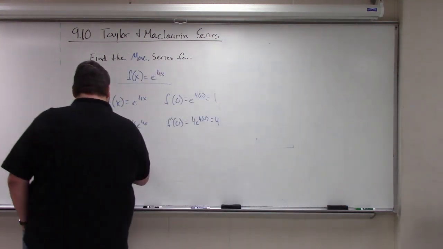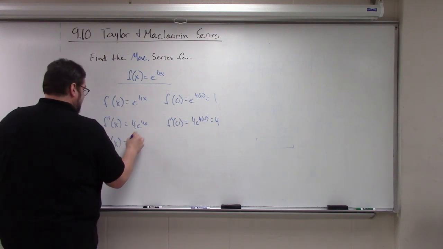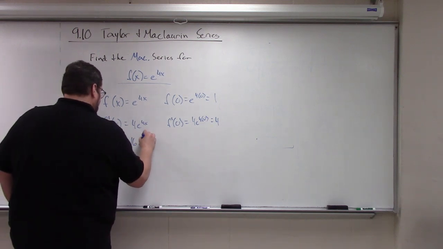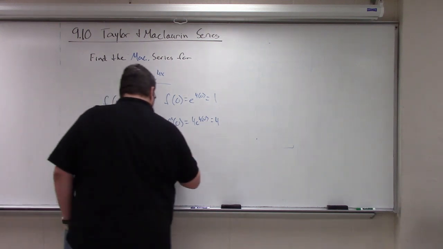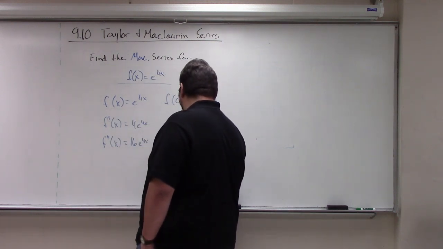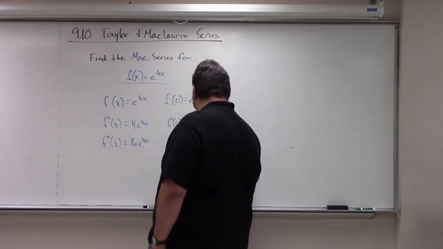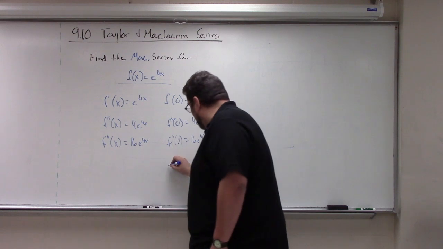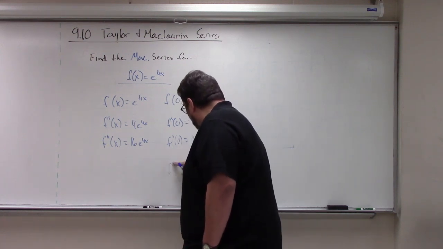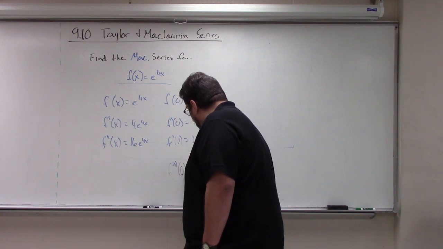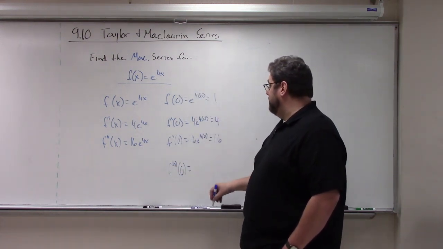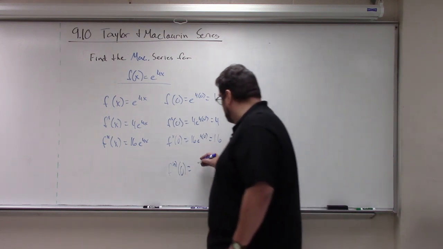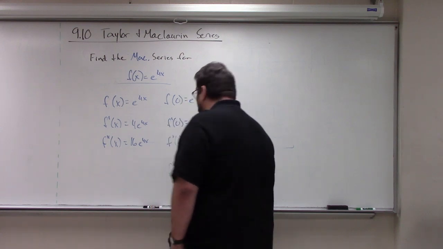All right, you might be seeing where this is going. What's f double prime? Well, when you take the derivative of 4e to the 4x, you get 16e to the 4x. All right, this is f double prime of 0 equals 16e to the 4 times 0, which equals 16. Is there a pattern? Yes. In general, the nth derivative at 0 is going to be 4 to the n. That's just mathematically the way this is going to work out.